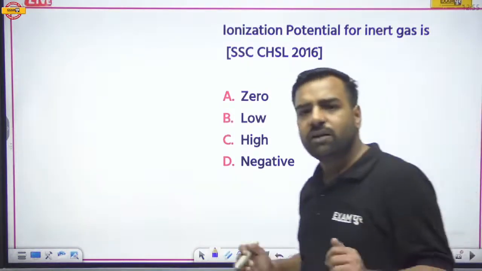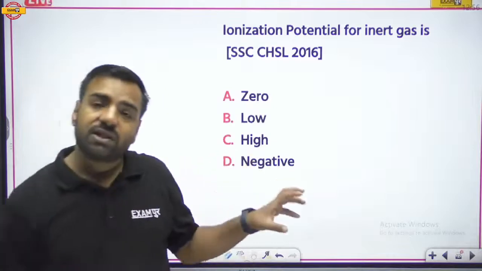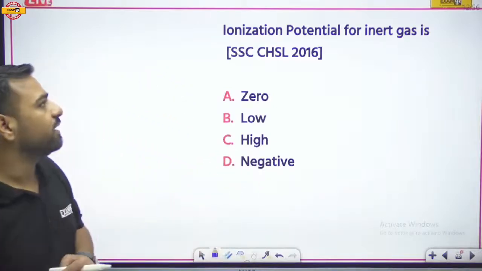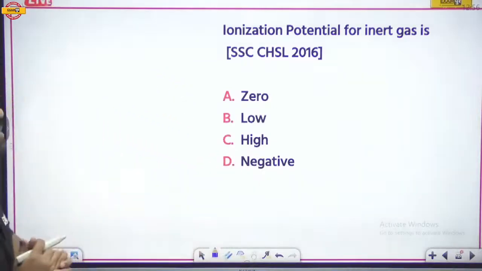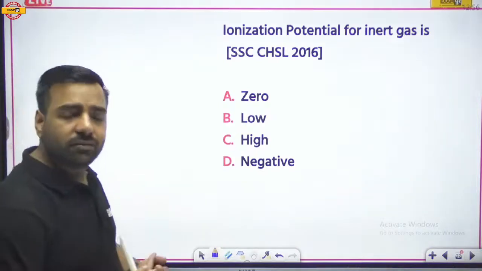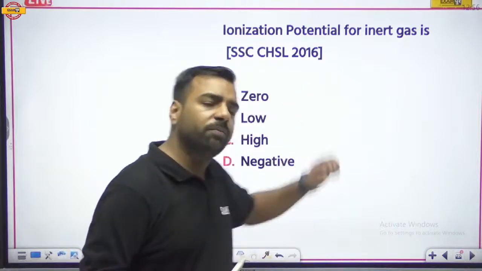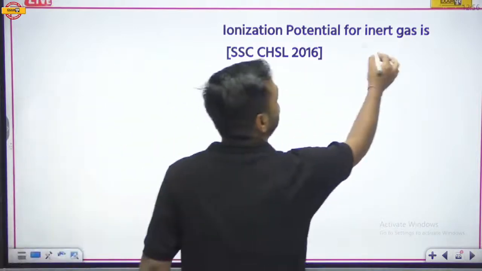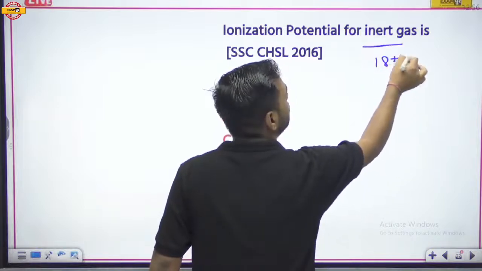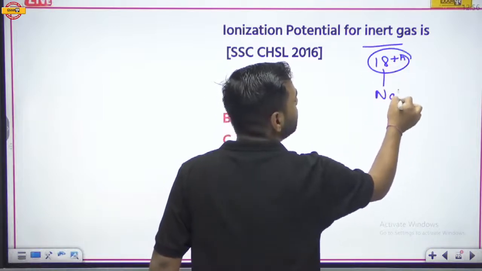Ionization potential, we have understood, is the amount of energy required to take out the electrons, right? So now if I talk about ionization potential for the inert gas, what do you think? What would be the value here? Inert gas, I'm talking about the 18th group over here, that is, noble gases.